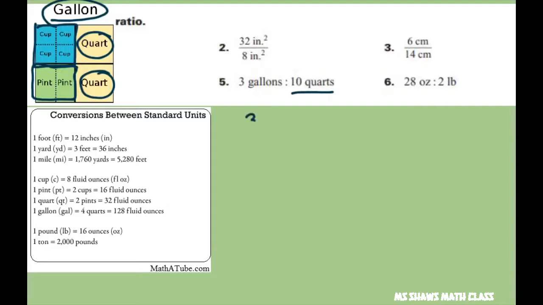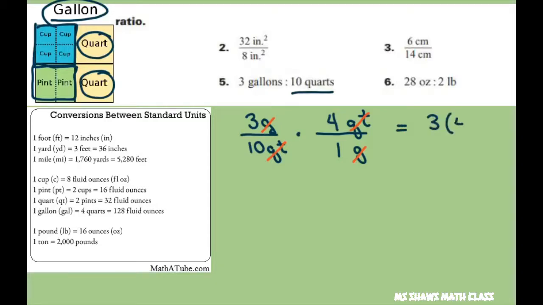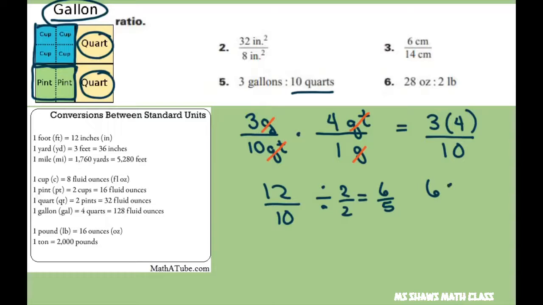So let's write it as a fraction. So we have 3 gallons to 10 quarts. And we're going to multiply it. We want quarts on the top and gallons in the denominator. So we have 4 quarts to 1 gallon. And we're going to cross out the quarts and the gallons and multiply straight across. This gives us 3 times 4 divided by 10. Well, let's just write it as 12 divided by 10. And simplifying that, we can divide everything by 2. So that's going to be 6 over 5, which is 6 to 5.